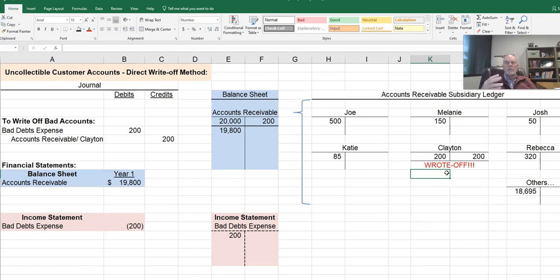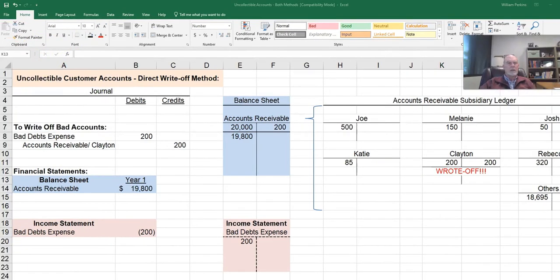The other method is called the allowance method. And under the allowance method, let me just back up a second here. Suppose we have $20,000 of accounts receivable, and we get to the end of the year, and we're about to make some financial statements.